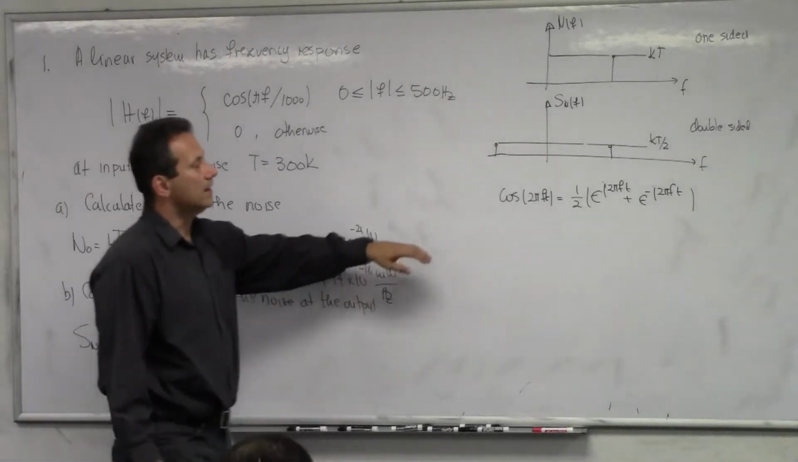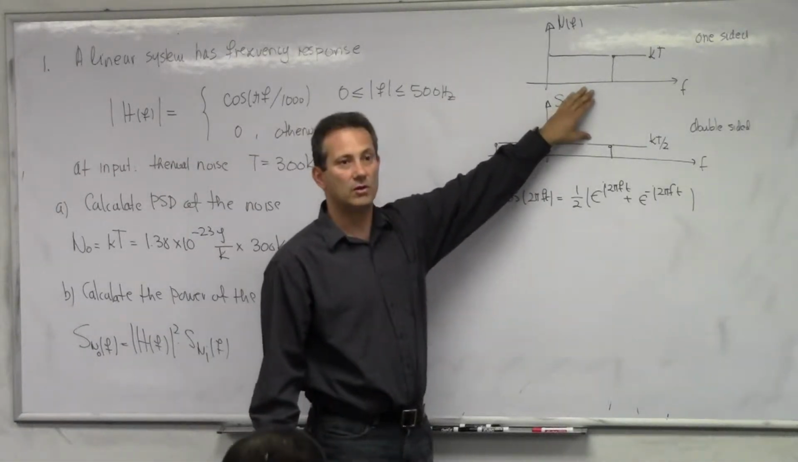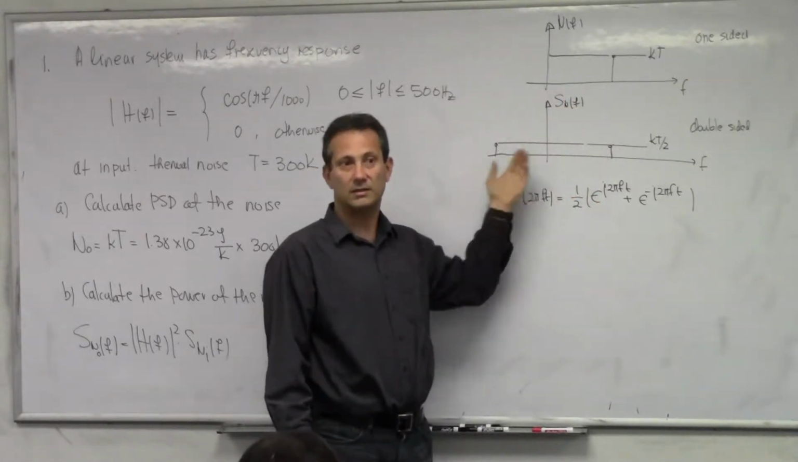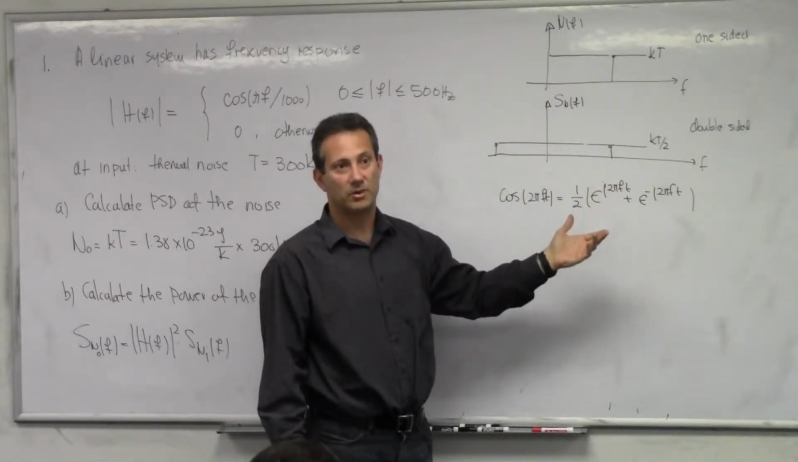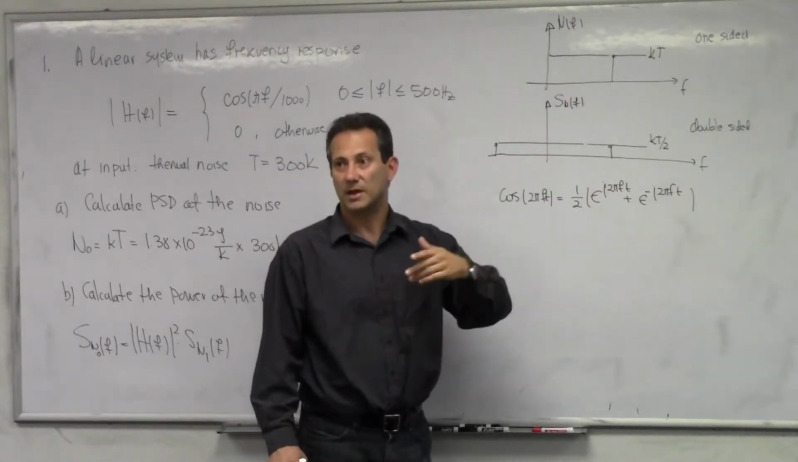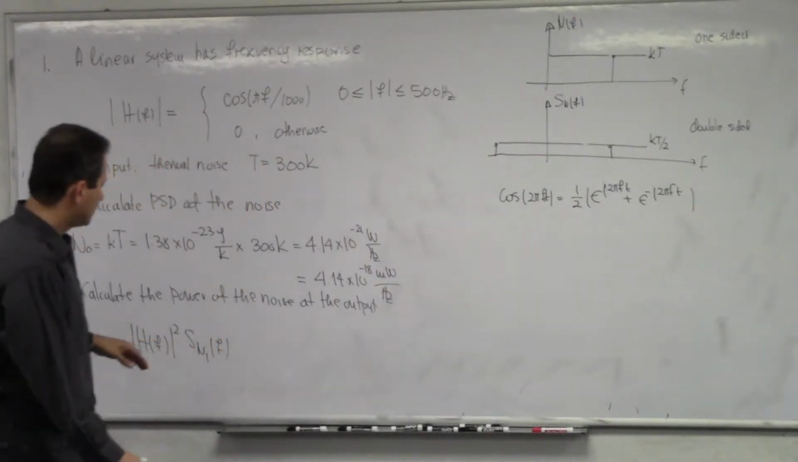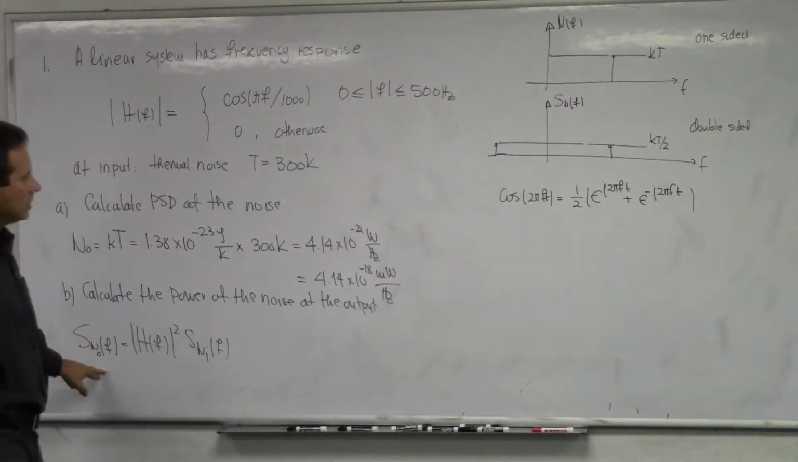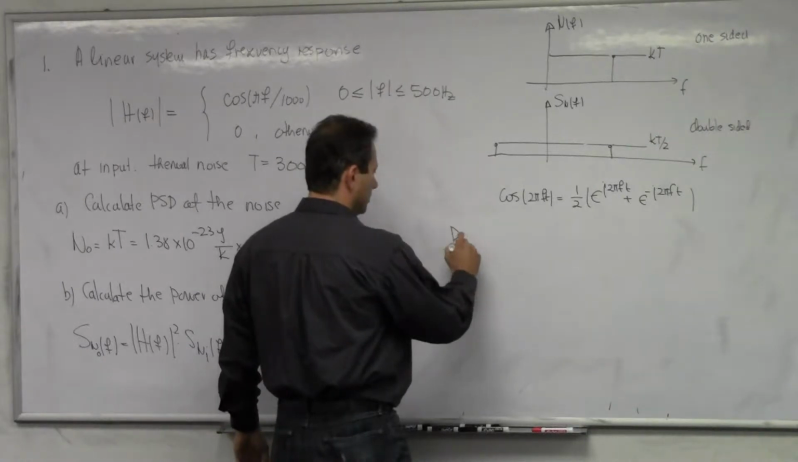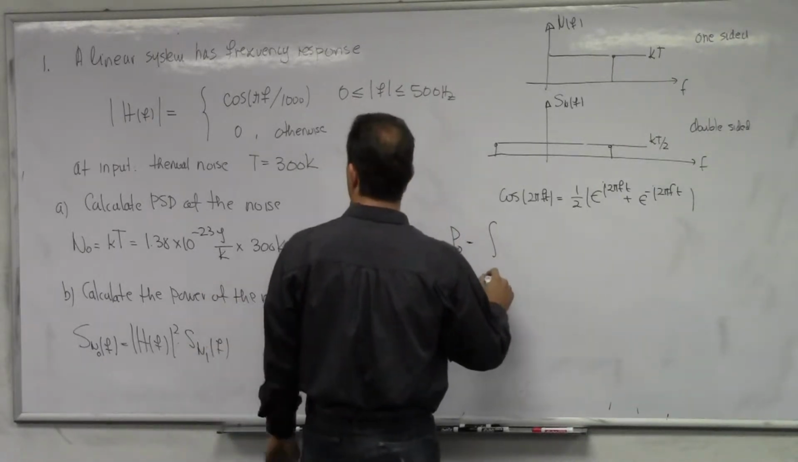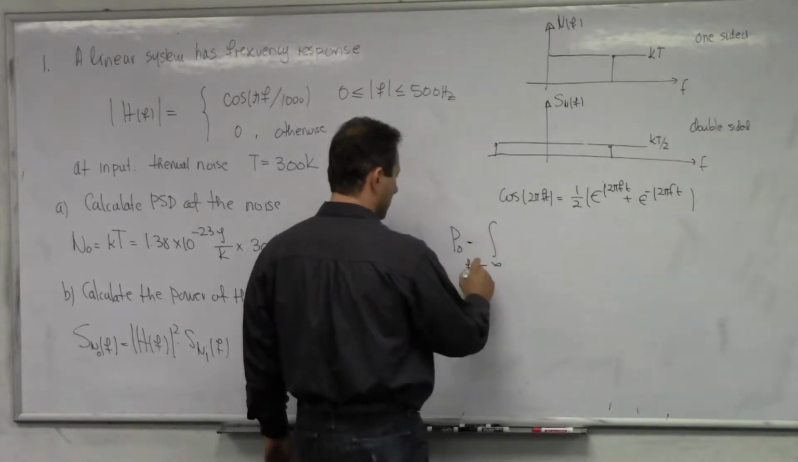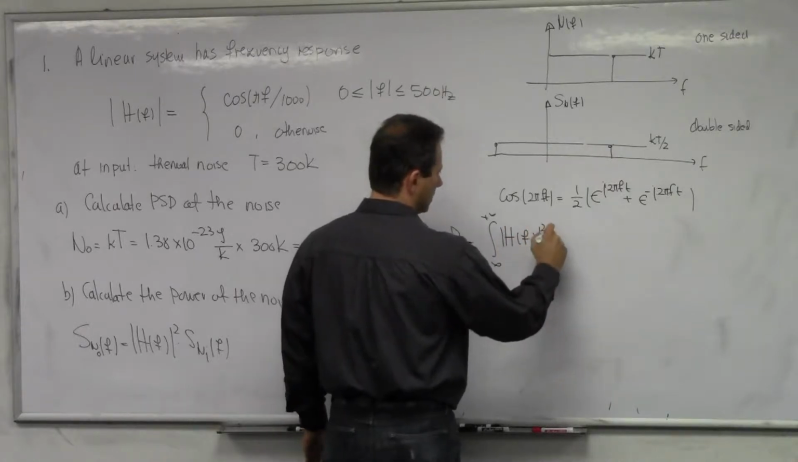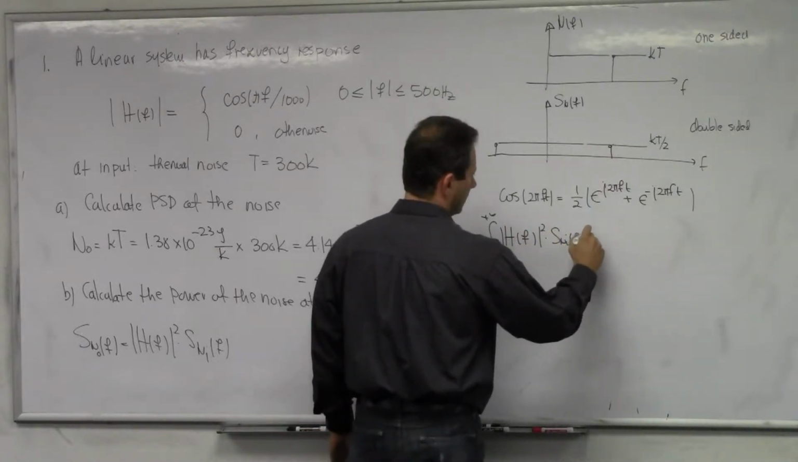When you integrate one-sided, you integrate only over positive frequencies to get the power. When you integrate double-sided, you have to integrate over negative and positive, though usually we still integrate over positive and just multiply by 2. In our case, we are asked to determine the power, and Sn(f) is double-sided. So the power at the output is going to be the integral, with f going from minus infinity to plus infinity, of |H(f)| squared times S input of f df.